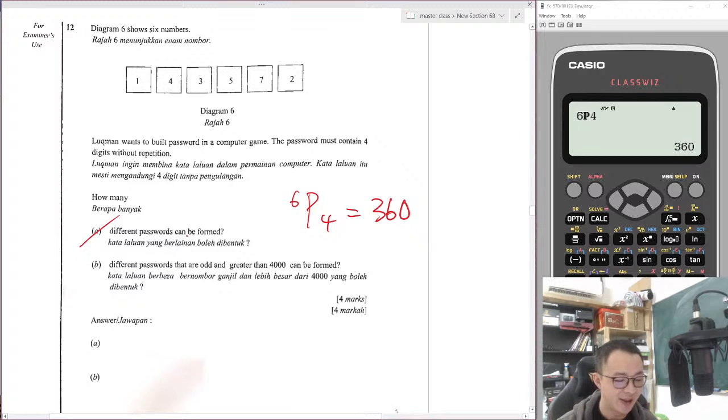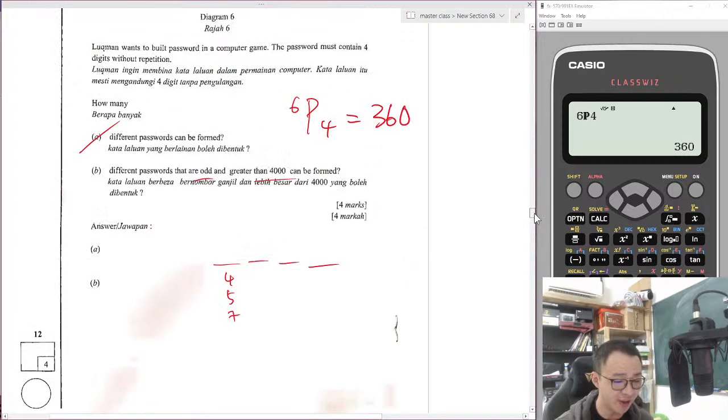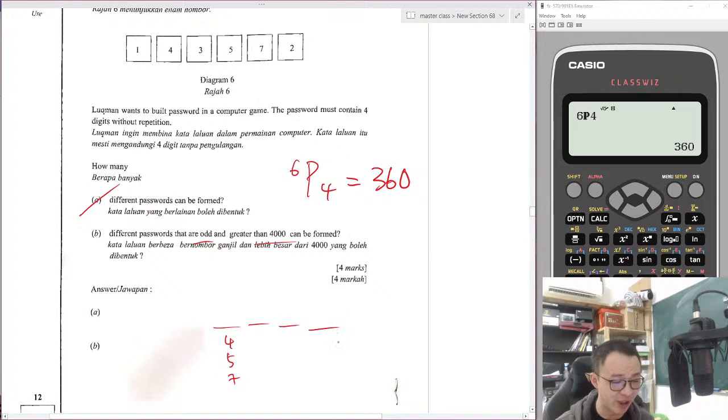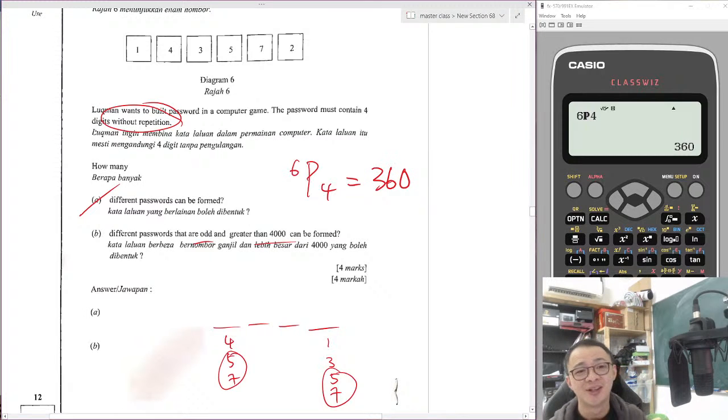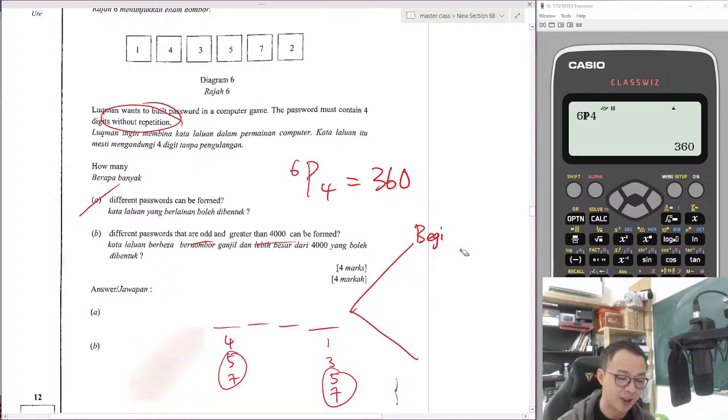Alright, then the different passwords. Okay, they want to form a password, and it must be an odd number and must be greater than 4,000. So with 4 digits, when it's greater than 4,000, the first digit can only be either 4, 5, or 7. And then over here, they want to make sure this is an odd number, so the last digit must be odd: 1, 3, 5, 7. Okay, then we have some problem here because we are repeating 5 and 7. Because here they say without repetition. This is the reason why we need to separate this into 2 cases. I would say begin with 4, and this one begins with 5 or 7.